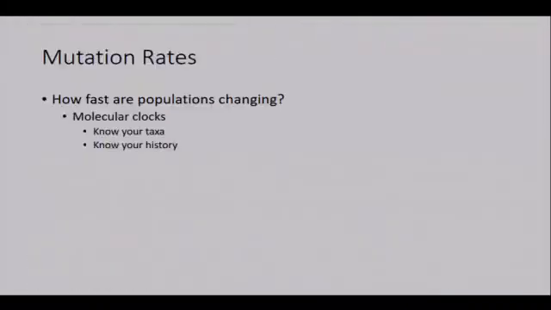Okay, one last topic, mutation rates. So you have a phylogeny, great. What does that tell you about how fast the populations are changing? All it really tells you at some point is the populations are changing. But if you can add time in, you can look at how fast populations are changing, right?